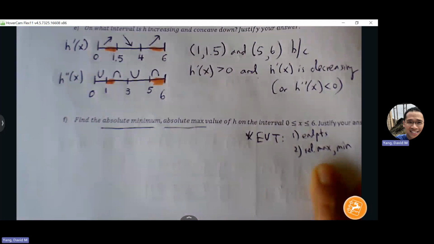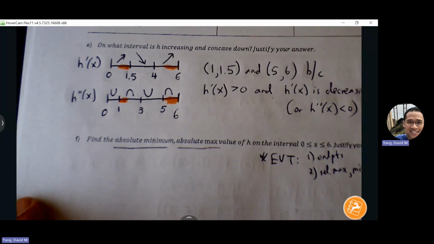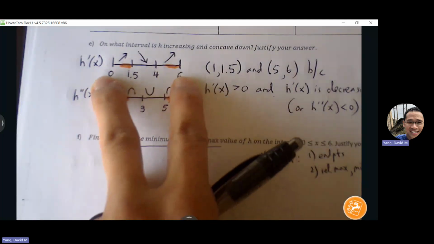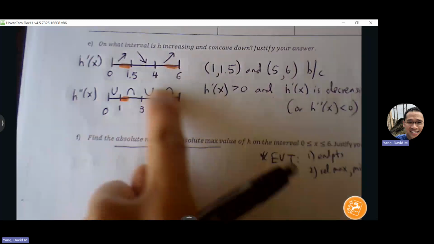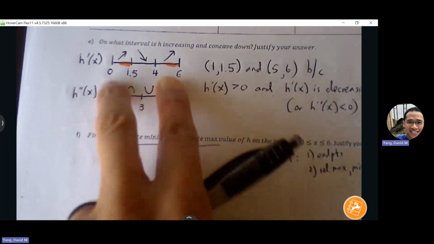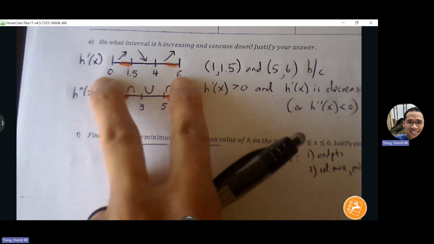And where can we pull endpoints and relative max, relative min from? What's an easy place to find them? First derivative. Yeah, this is all we need. Everything that we need is here. Don't look at your concavity sign line. Concavity tells you where the curvature changes, but it's not going to give you the peaks and valleys that we need. So we're going to use all these points, right? Because you got a relative max, you got a relative min, you got the endpoints.